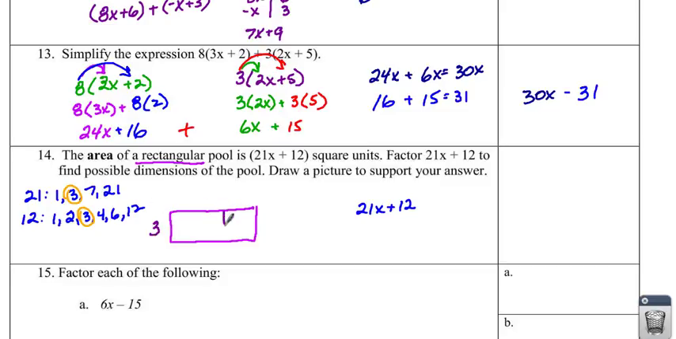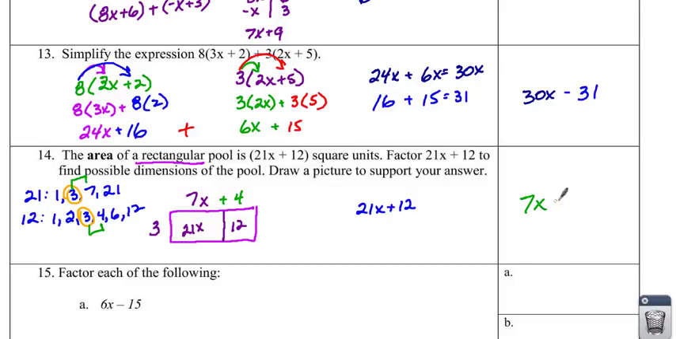And then we'd look at it and say, okay, this has to be the 21x. Here's the first part of the rectangular pool. This has to be the 12. 3 times what makes 21x? 7x. 3 times the 7. Remember we talked about how they work in pairs. And then the pairs for this are the 3 and the 4. So 3 times 4 makes 12. So we get 7x plus 4.